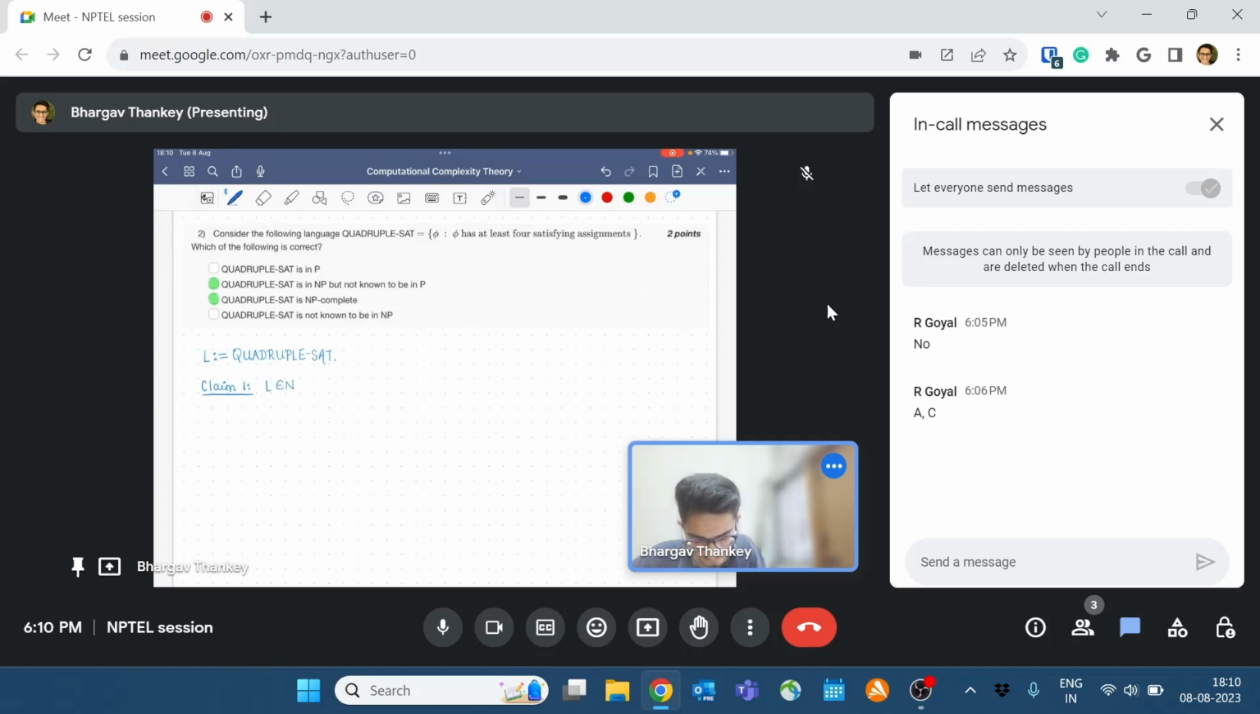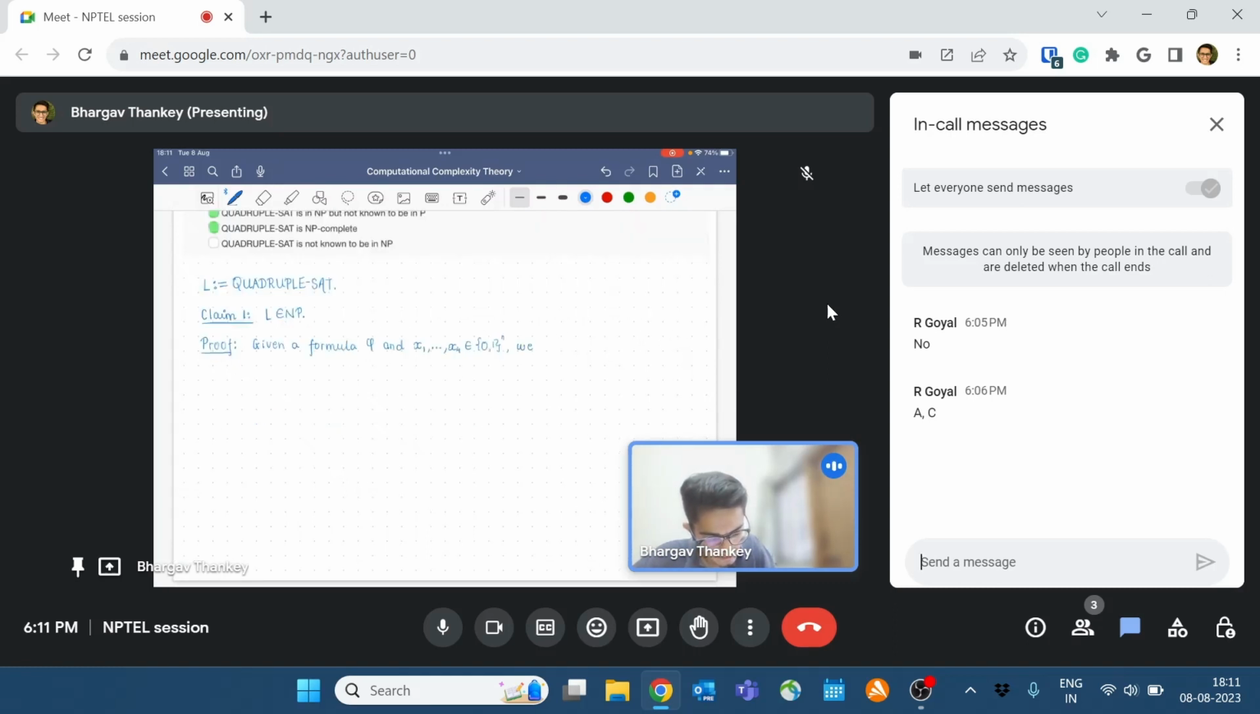The proof is just this. Given a formula phi and x1 to x4 in {0,1}^n, where I'll assume that phi is an n-variable formula, we can check in polytime if phi of xi is true for all i in [4].